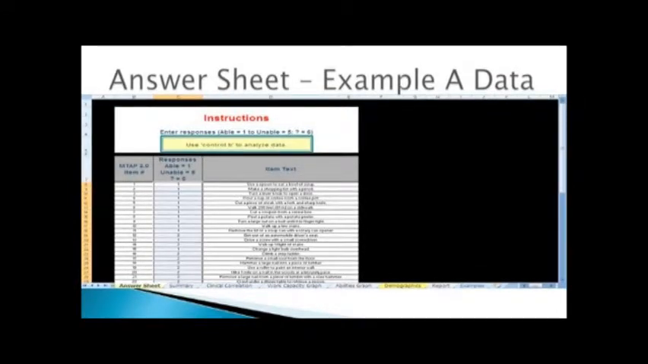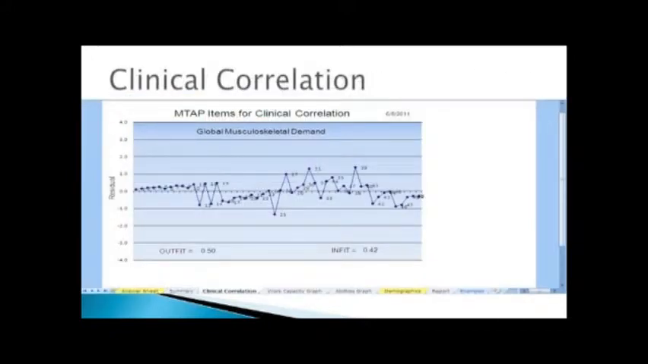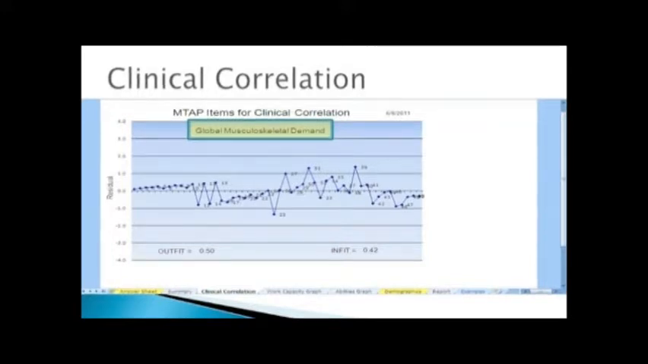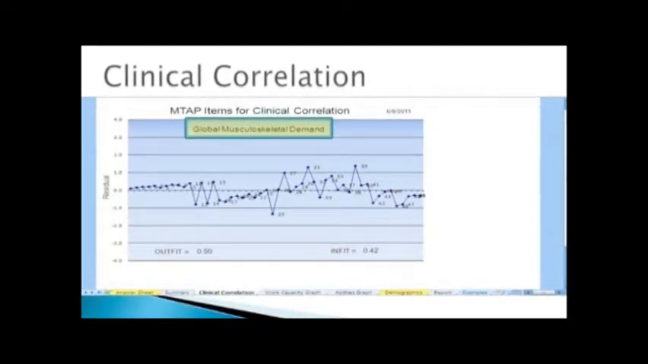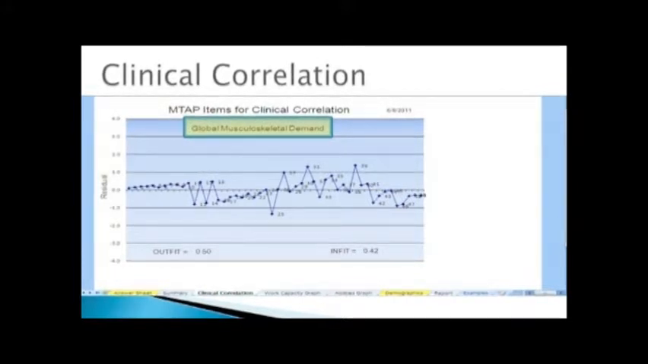Once the data have been pasted into the answer sheet, click Ctrl B to analyze the data. This will take you immediately to the Clinical Correlation tab. The Clinical Correlation tab compares the evaluee's responses to expected responses. This comparison is based on global musculoskeletal demand, compared with about 6,000 subjects in the normative database.